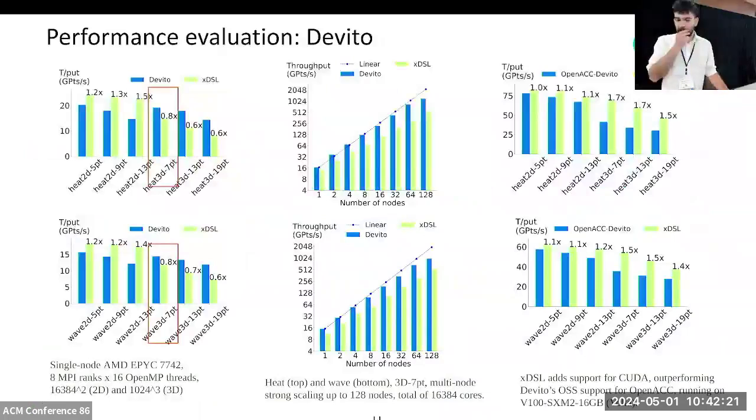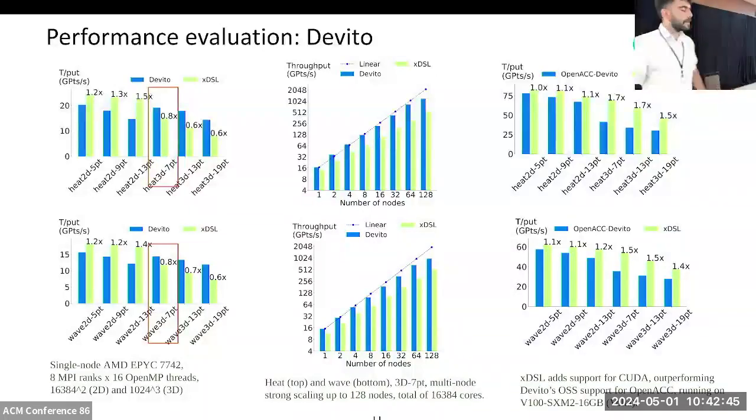I have selected some results to show from the Devito side, coming mainly from the wave propagation kernels and computational fluid dynamics, some heat and wave kernels. On the left-hand side, you can see a single node AMD EPYC using 8 MPI ranks, so 1 MPI rank per NUMA node of this machine, 16 OpenMP threads. You can see the size on the left-hand side.